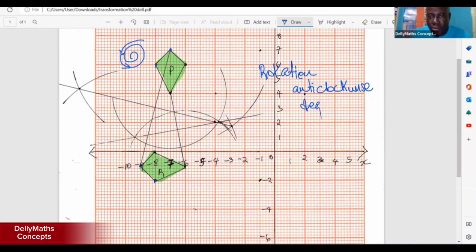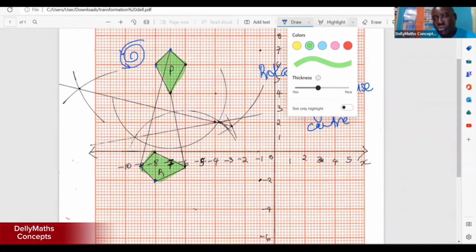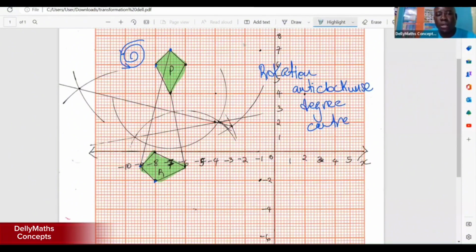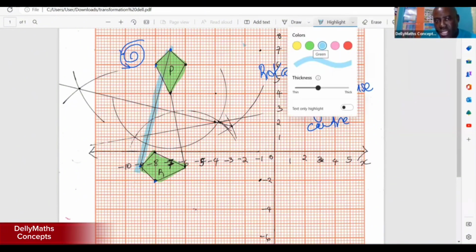So we need to know the degree, and we need to know the center of the rotation. In order to find the center of any rotation, you want to connect a straight line between two corresponding points. For example, this point corresponds with this. I'm putting a straight line through it like that, and you bisect that line. When you bisect that line, this is the bisecting line.